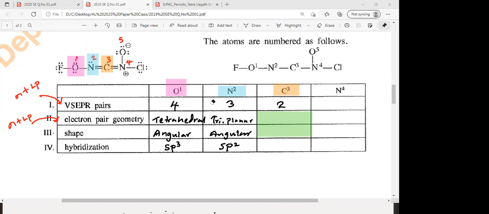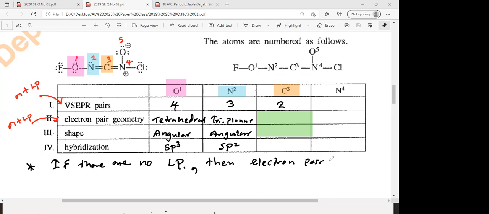Please write it. If there are no lone pairs, electron pair geometry is equal to shape. That is applicable for any other example. Please copy down this.